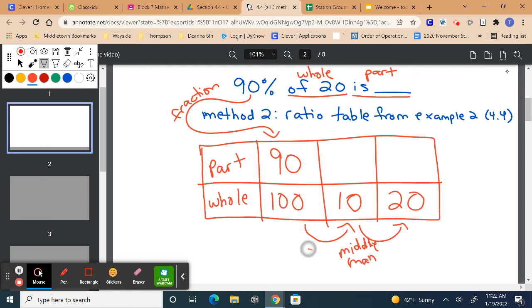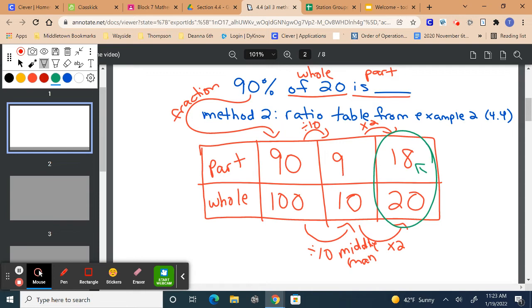All right, so we are going to divide by 10, and whatever we do to the one side, we have to do to the other. Whatever we do to the top, we do to the bottom. So 90 divided by 10 is 9. So that means we're looking down here again, and 10 times 2 is 20, and 9 times 2 is 18. And then this piece right here helps me answer my question. So it says 90% of 20 is, well, 90% of 20 is 18.